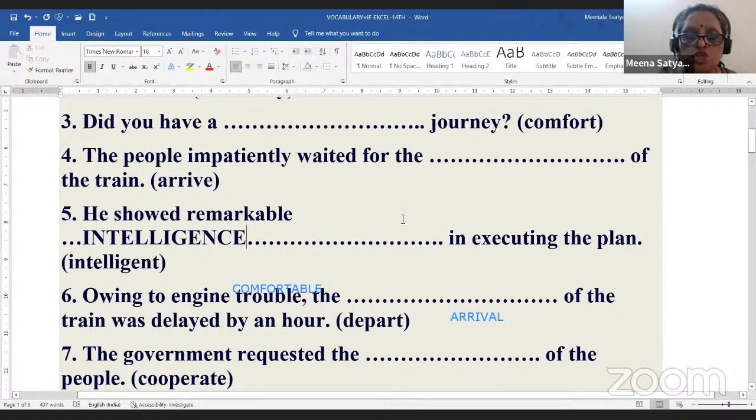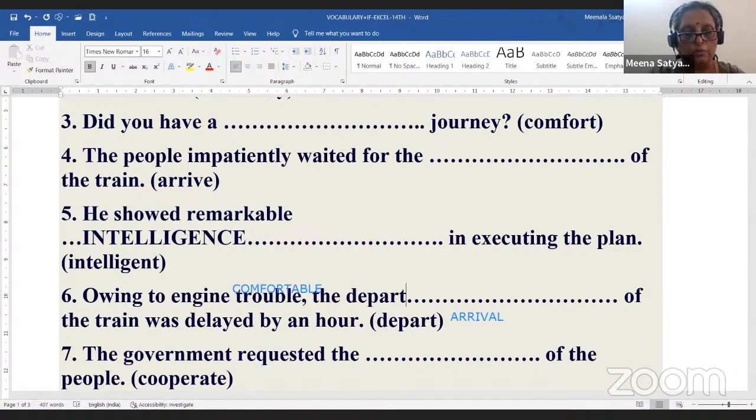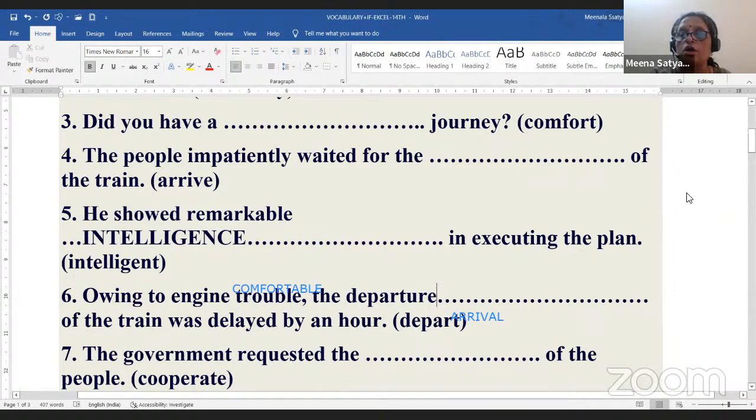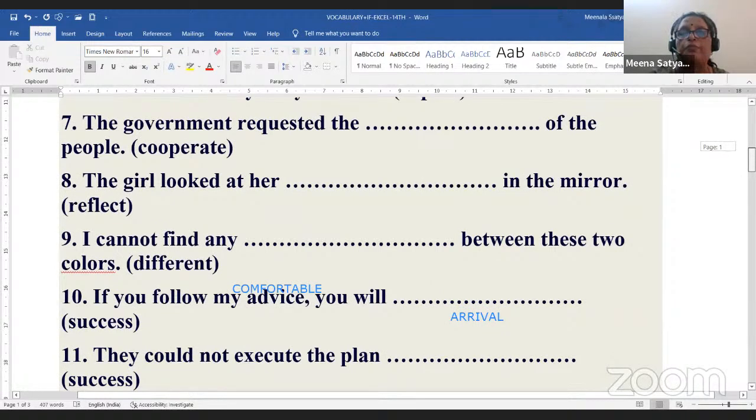Okay, owing to engine trouble, the dash of the train was delayed by an hour. Owing to the engine trouble, the departure of the train. The government requested the dash of the people. What did the government request? Cooperate of the people? No, cooperation of the people.